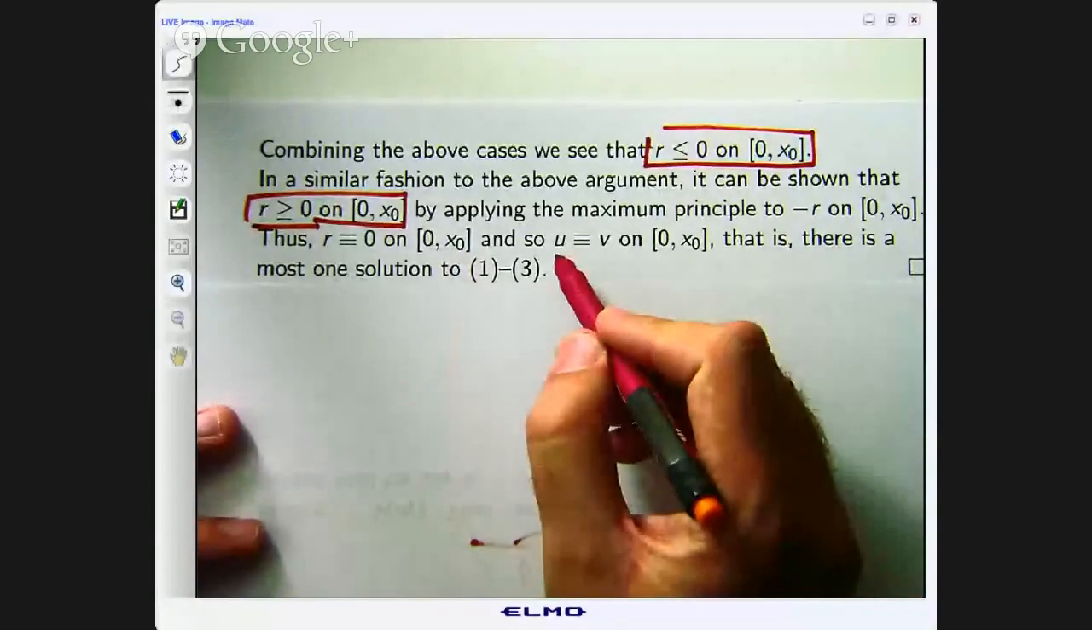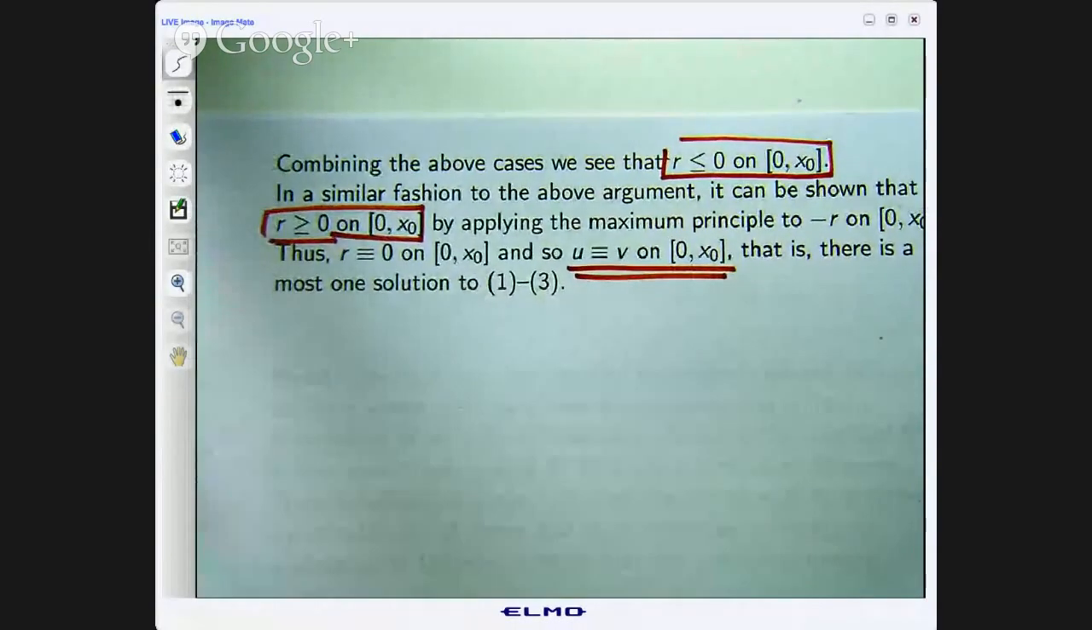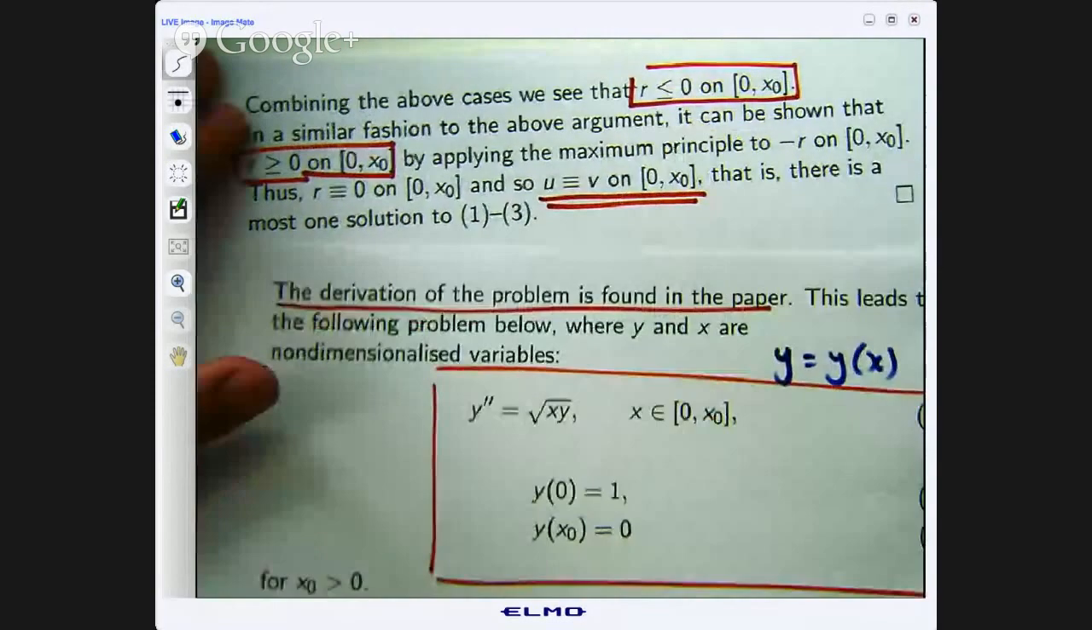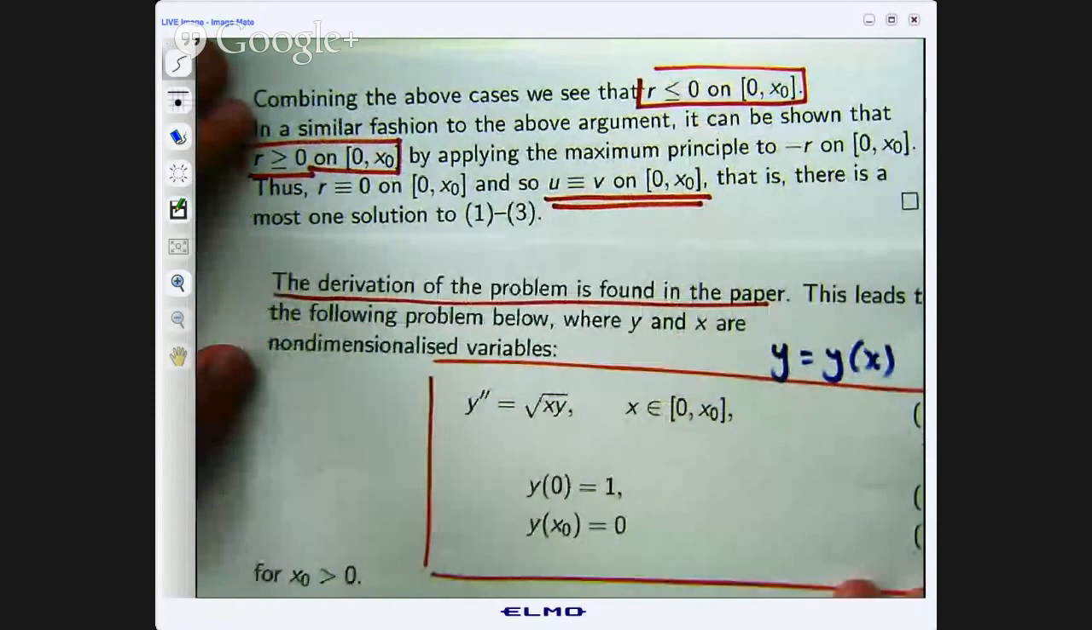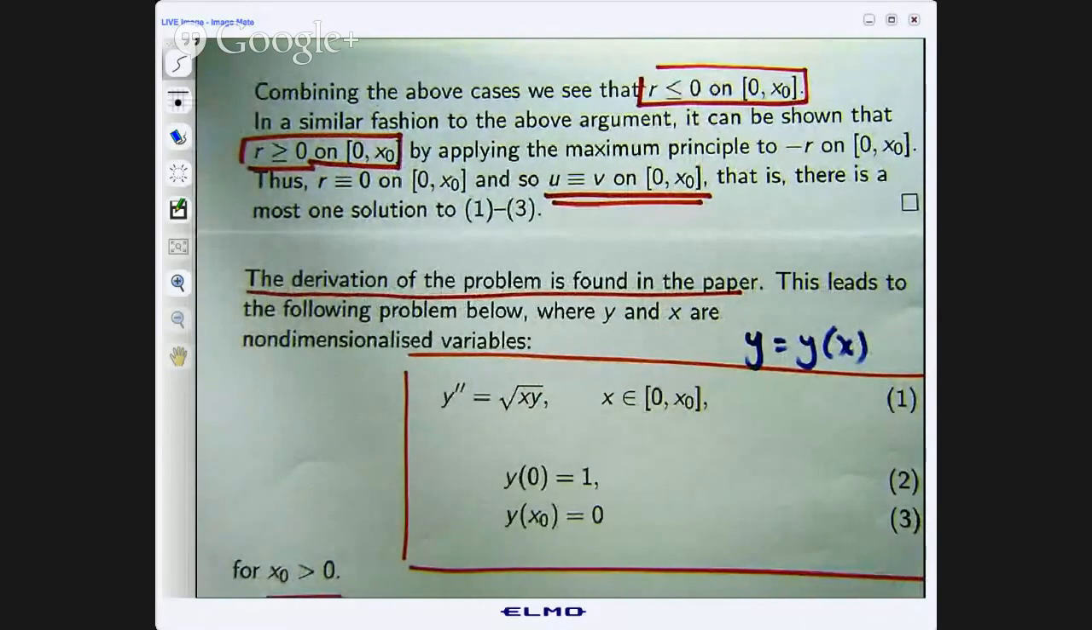It means that r has to be identically equal to 0, of course. Okay, so you get this. So what does that mean? There is at most one solution to our problem. Okay, so our Thomas Fermi problem has at most one solution.